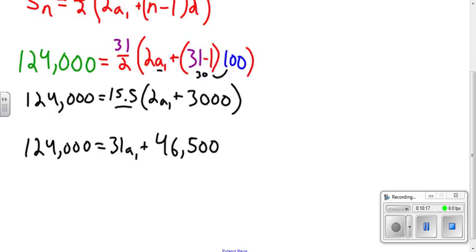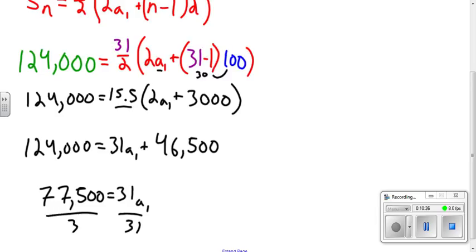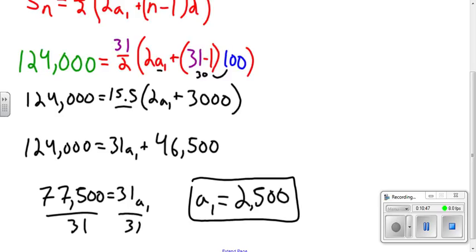Okay, now we have to subtract 46,500 from both sides. So we get 77,500 equals 31 a sub 1. All right, and our last step is to divide both sides by 31, which means in the end our a sub 1 equals 2,500. Those tricksy hobbitses thought they had us, but we got them.